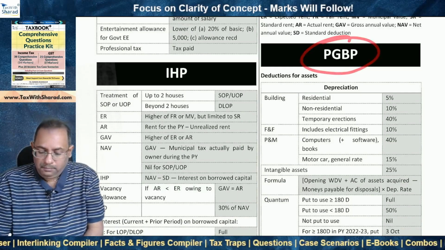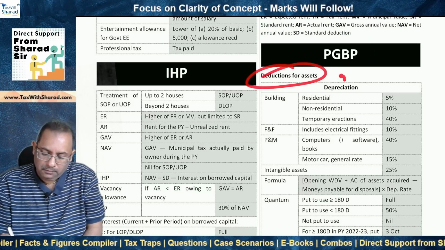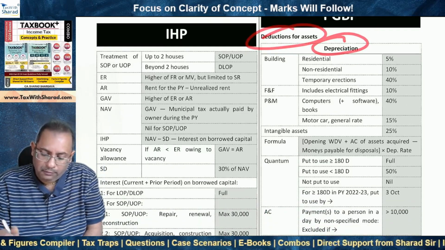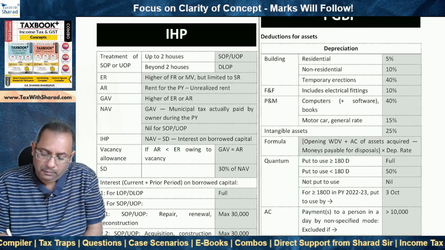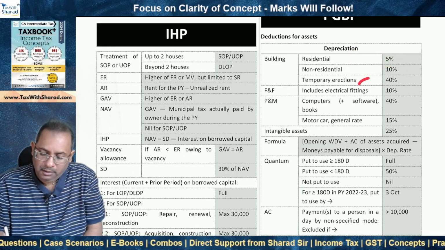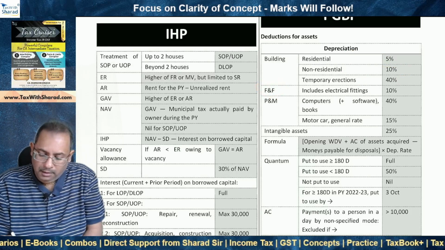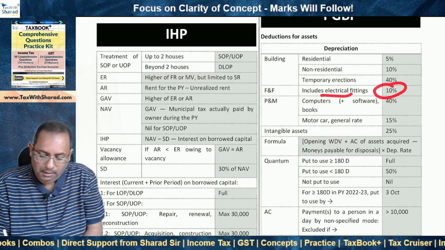Let's now look at PGBP, profits and gains of business or profession. Deductions for assets. We'll now look at depreciation. Rate of depreciation. In case of building, for residential it is 5%, for non-residential it is 10%, for temporary erections it is 40%, furniture and fixtures, which includes electrical fittings, the rate is 10%.